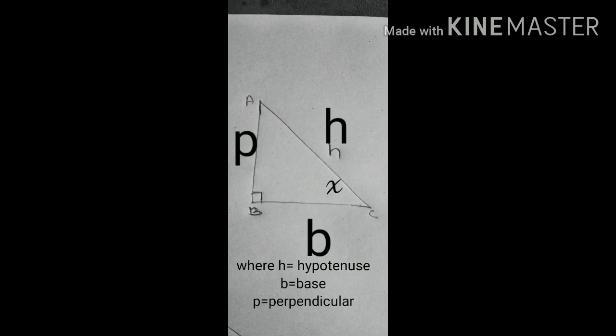If we want to take the other angle, that means angle BAC, then the perpendicular AB becomes your base and the hypotenuse is AC. So remember that whichever angle we take, that angle is always associated with a base and hypotenuse.